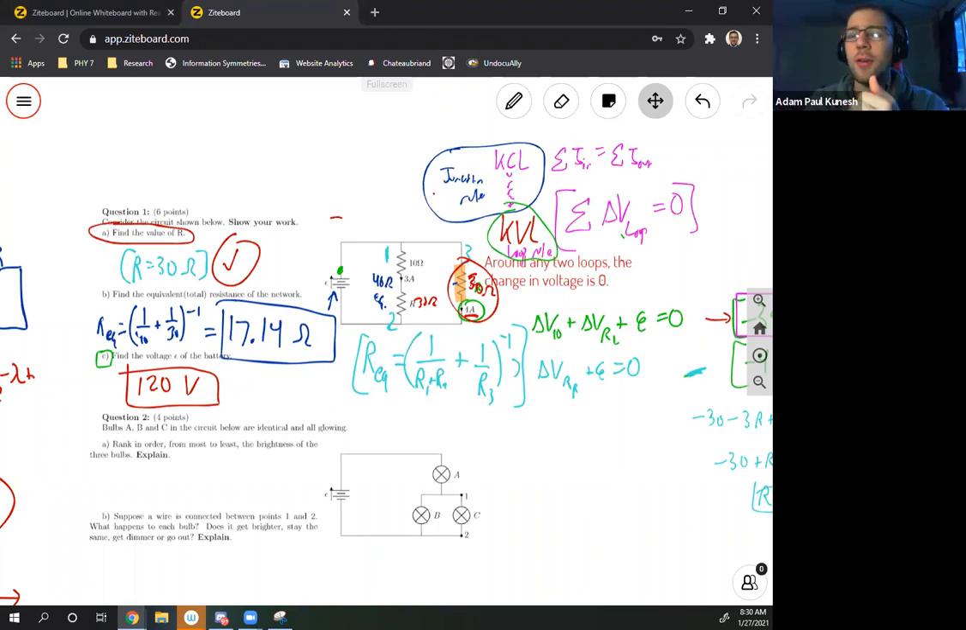Kirchhoff's voltage law and Kirchhoff's current law, if you're willing to do complicated enough math, can be used to solve any circuit, in the sense that if you know enough about your circuit, you can find out everything else. So if I know all the resistances and all the batteries, I can find the currents throughout my circuit if I use Kirchhoff's voltage law and Kirchhoff's current law, or the loop rule and the junction rule.